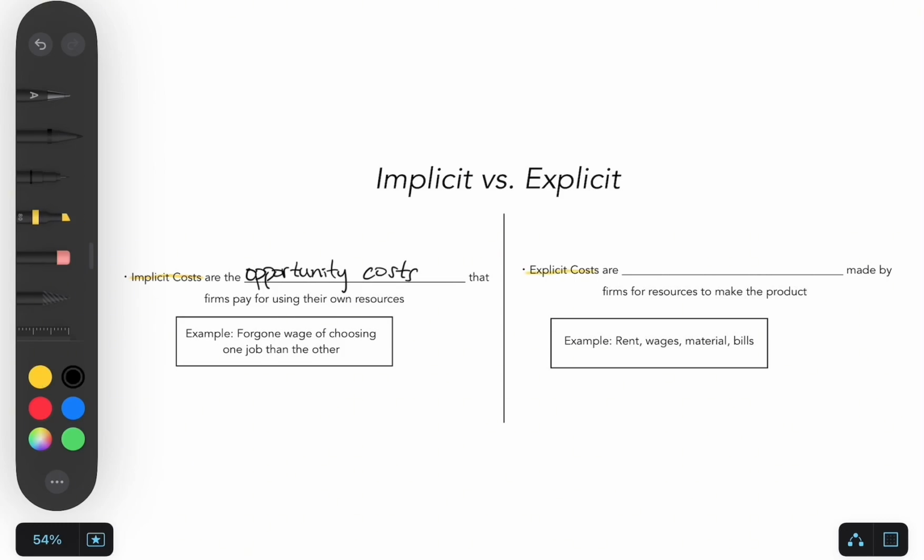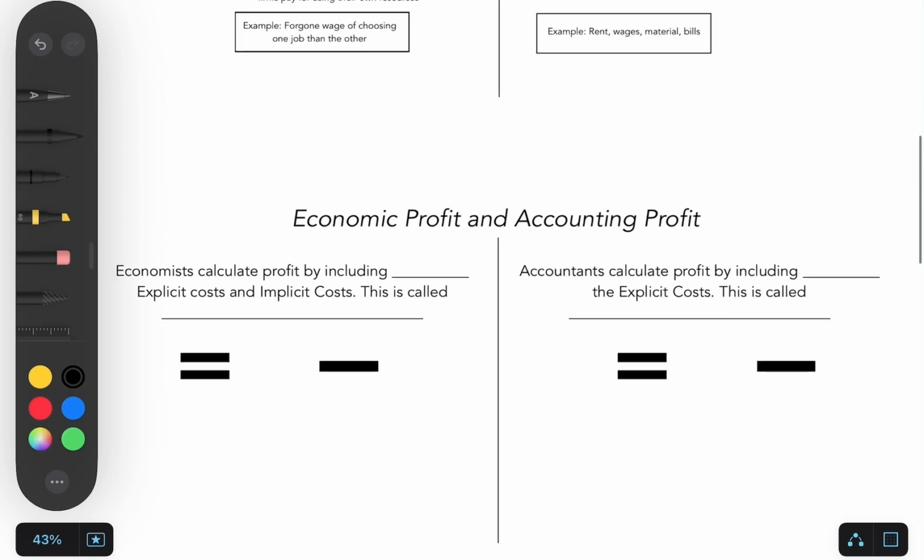Explicit costs are the out-of-pocket payments made by firms for resources to make the product, like rent, wages, materials, and bills. With this in mind, let's look at economic profit and accounting profit.